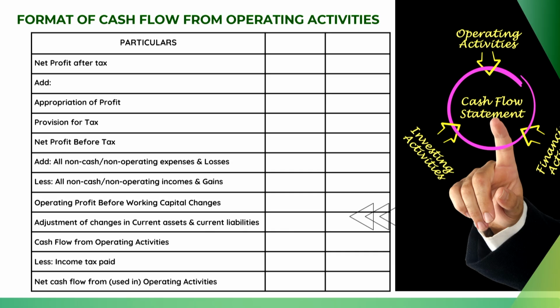After ascertaining the cash flow from operating activities, the final item we are there to deduct is the tax liability, that is how much of tax has been paid based on the profit. Now, after deducting the tax, we are there to arrive at the net cash flow from operating activities or net cash flow used in operating activities.